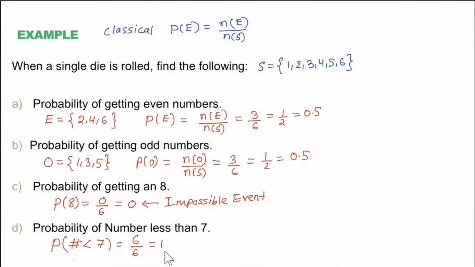The meaning of that is, this is a certain event. It is going to happen 100% of the time. So every single time you roll a die, you'll always get a number less than 7, but you'll not get 8. So that's impossible. And for the other two, you have seen a 50-50% chance. So the probability is a number between 0 and 1. And the classical definition of probability is the probability of event E is the number of outcomes divided by the total number in the sample space, or total number of outcomes.